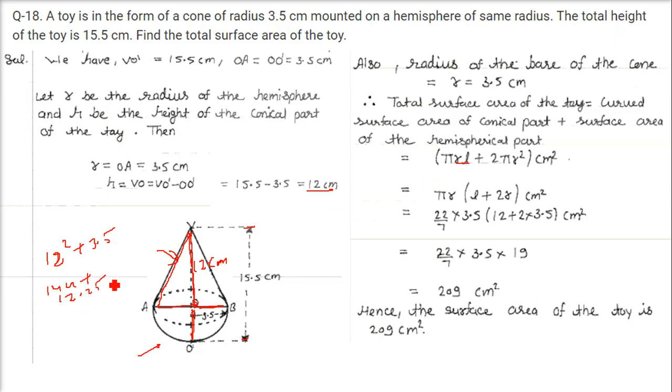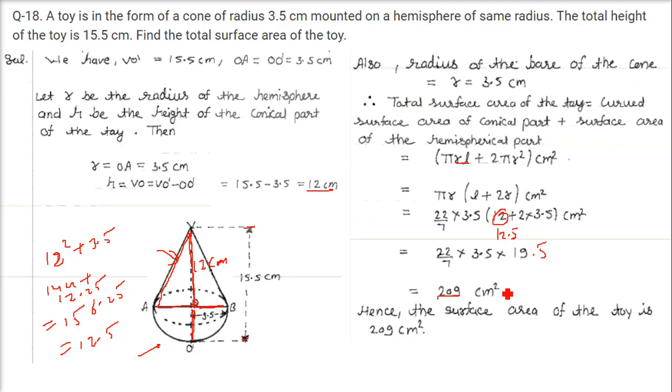We just have to add them. That is, you have to add plus 144. And this is going to be 156.25. And let me just take the root of 156.25. That is going to be 12.5. So now here, this is not 12, this is 12.5. That is the only difference. So this 12.5 can be added to this 7, it will be 19.5.